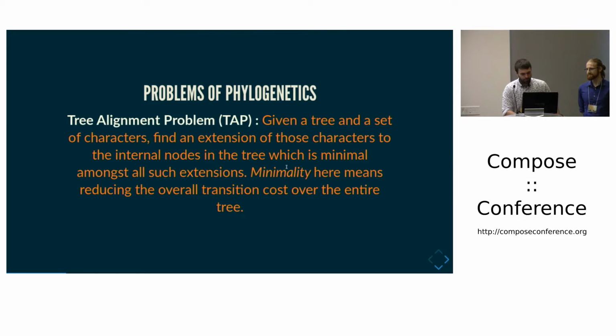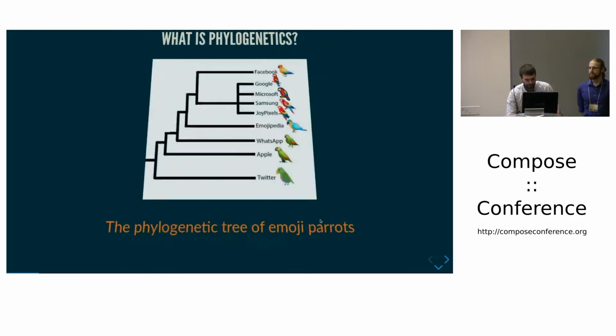So the key problems I think about for today are the tree alignment problem. This is a problem where you're given a tree, you're given a taxon set, and you're given character observations on that, and then you want to extend those characters to the internal nodes of the tree, and you want your extension to be minimal. What that means is, as I said before, characters have a transition cost, and we want to add up the transitions over the whole tree. So I'll go back to this example.